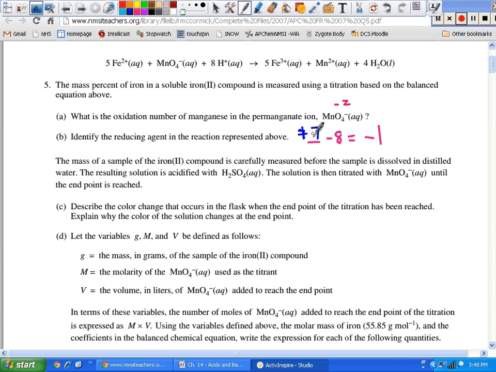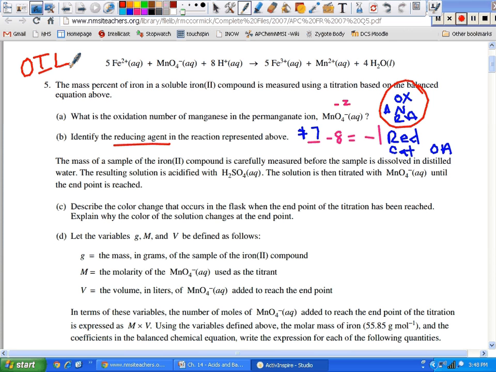Okay. Then it says identify the reducing agent. Well, we always set this up: the ox and the red cat. Which one goes to the oxidizing? Oh, we're looking for the reducing agent. So which one are we looking for? We are looking for the thing that is being oxidized. So oxidation is a what? Loss. So the value should go up. So this is going from a 2+ to a, well, there we go. We're done. It's iron. Okay? Does that make sense?